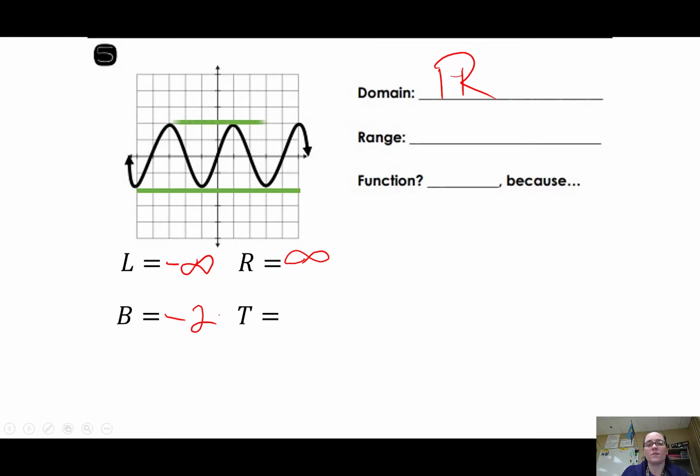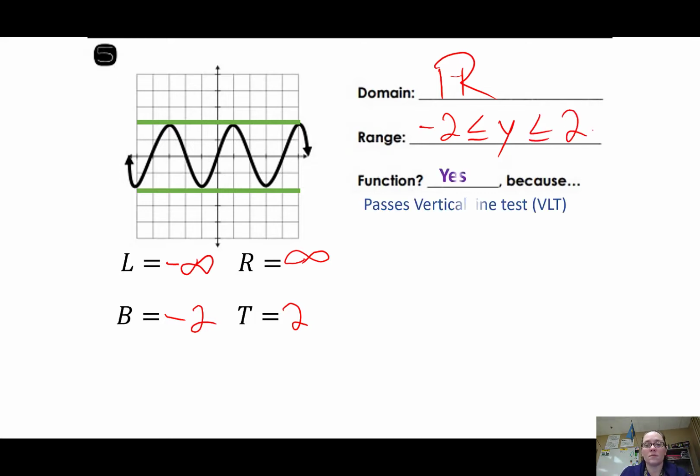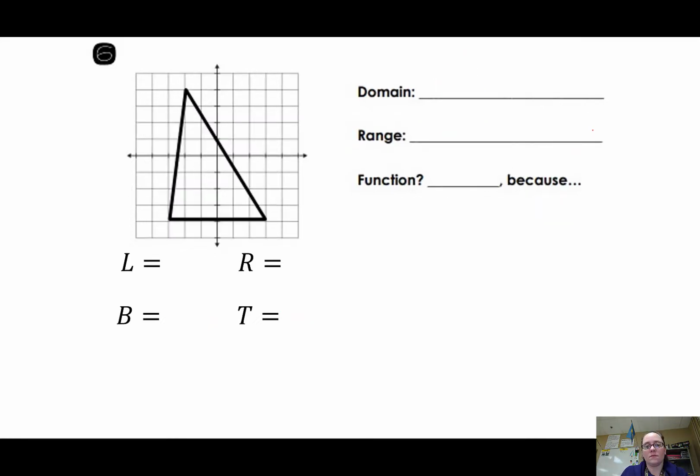Now, how high do I go? Well, that goes up to 2. So my range is between -2 and 2. So I get -2 less than or equal to y, less than or equal to 2. Is this a function? Yes, it is.